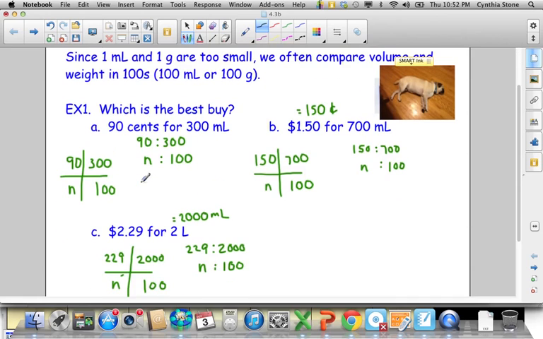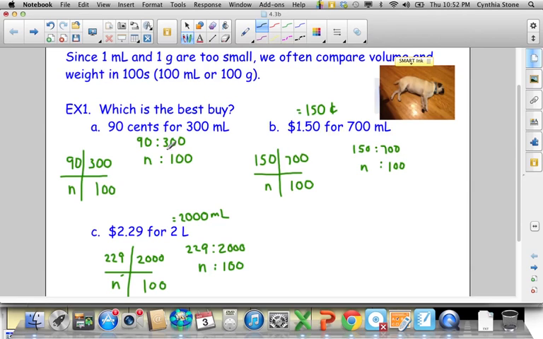Say you have 3 products for sale. One is 90 cents for 300 mils, one's $1.50 for 700 mils, and one's $2.29 for 2 liters. Maybe milk. And we want to say, which one is the cheapest per milliliter? And how do you do that?